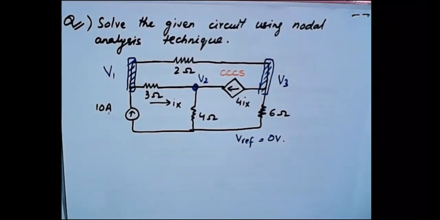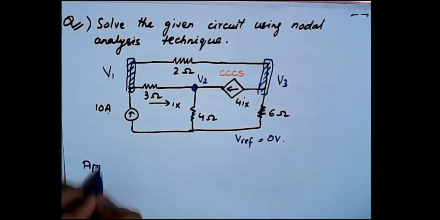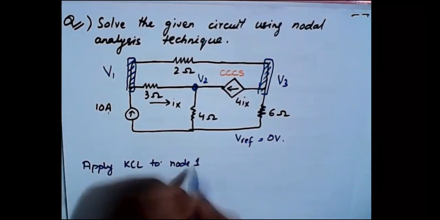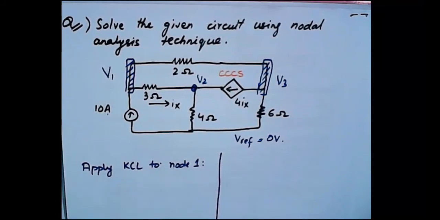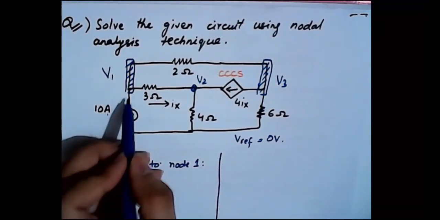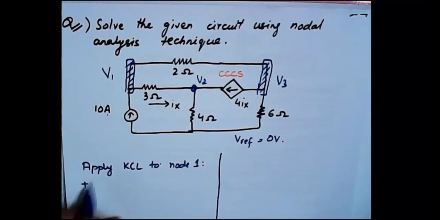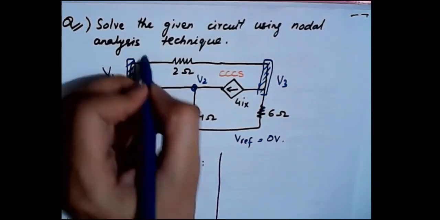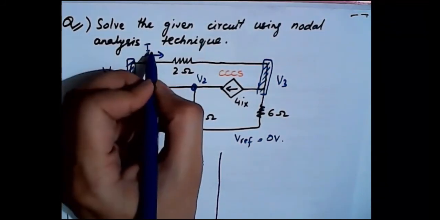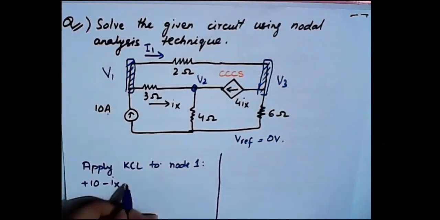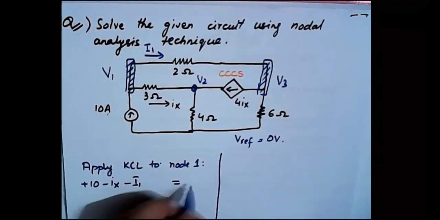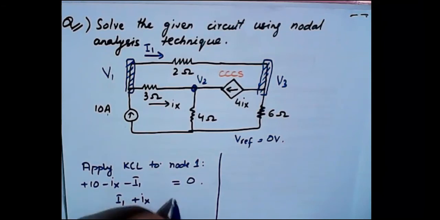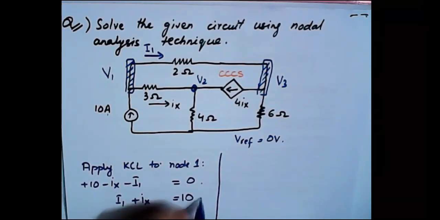So let's apply KCL to node 1, right? When we apply KCL to node 1, here we can see that the 10 ampere current is entering the node, so we just write plus 10. Ix current is leaving the node, so we write minus Ix, and this current, let's name it as I1, is also leaving, so we write minus I1 is equal to 0, or we can write it as I1 plus Ix is equal to 10.